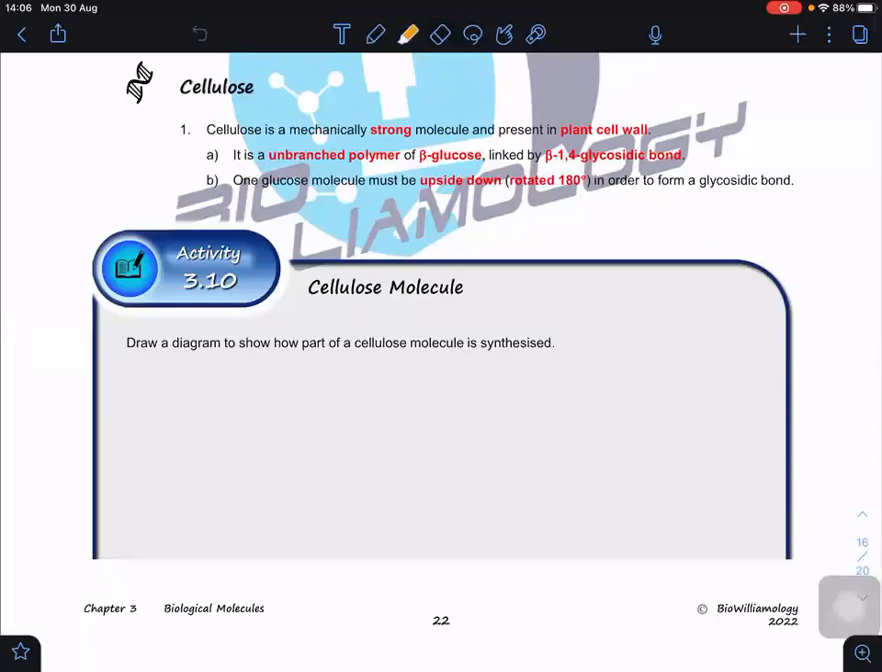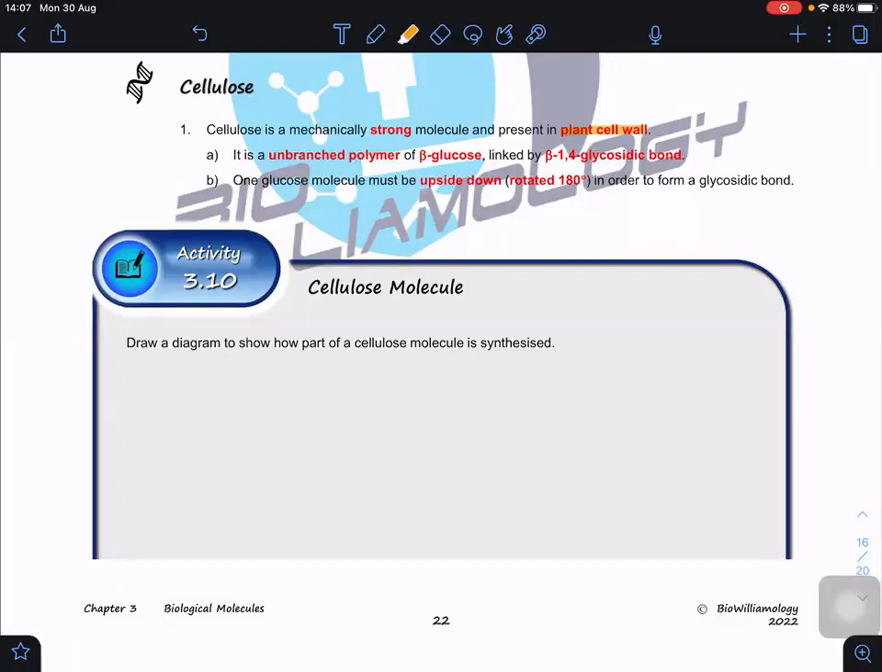Okay, so the second part of the polysaccharides that we're going to look at today will be cellulose. We have learned a little bit about cellulose, which we know is a quite strong and rigid molecule. Where can we get it? In the plant cell wall. Don't just write cell wall, because bacteria have a peptidoglycan cell wall and fungi have a chitin cell wall. So for plants, we use cellulose.